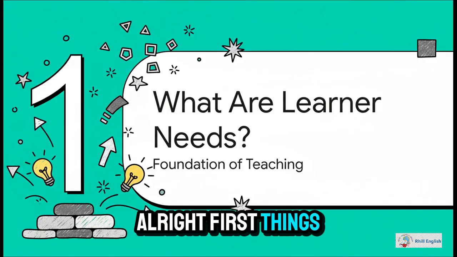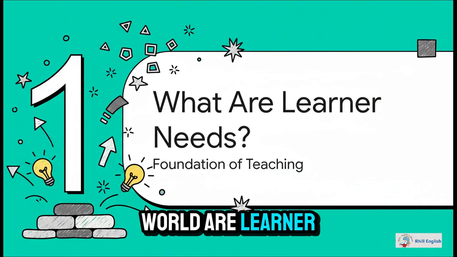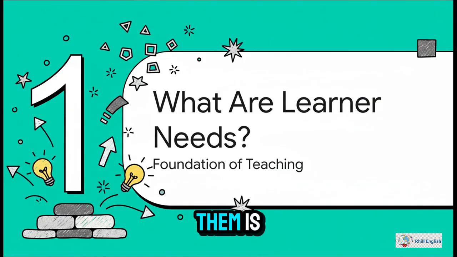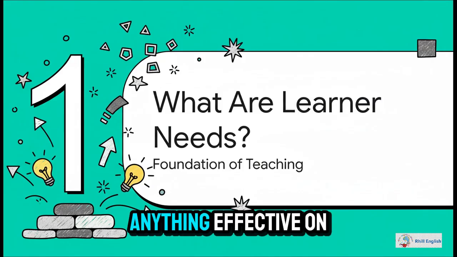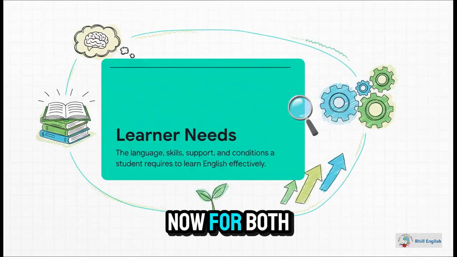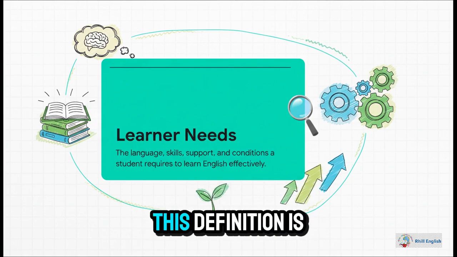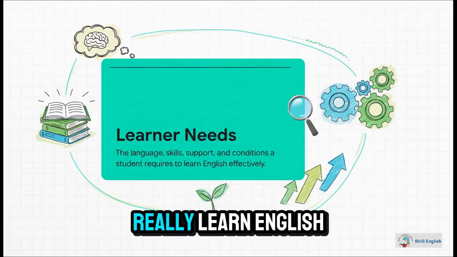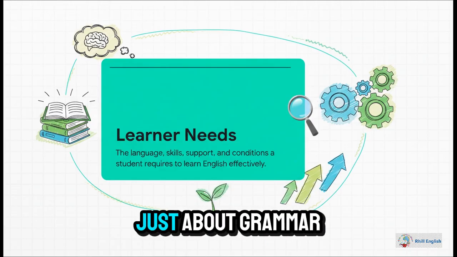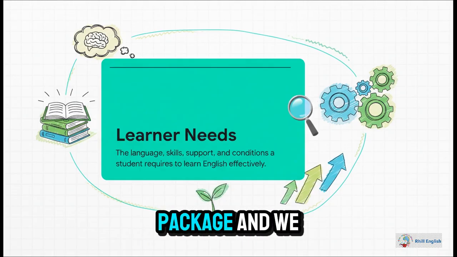All right, first things first. What in the world are learner needs? The easiest way to think about them is as the foundation. They're the concrete slab you pour before you can build anything effective on top. Now, for both your classroom and the exam, this definition is your North Star. It's the specific language, skills, support, and conditions a student needs to really learn English. Notice it's not just about grammar gaps, it's the whole package.